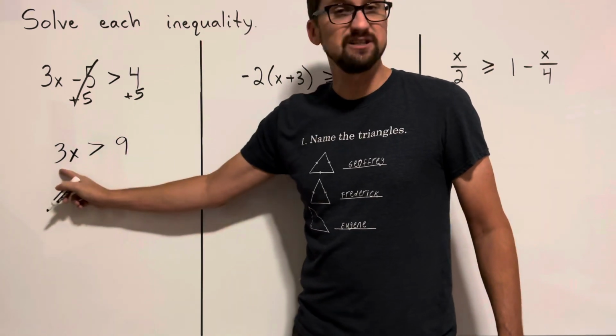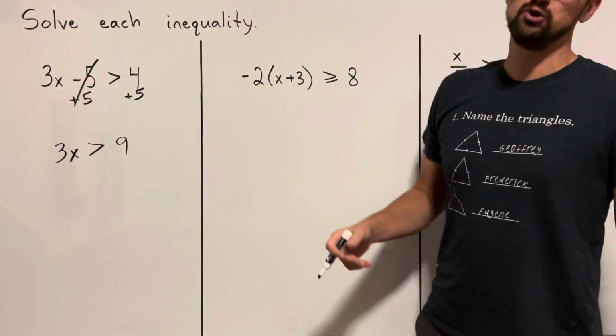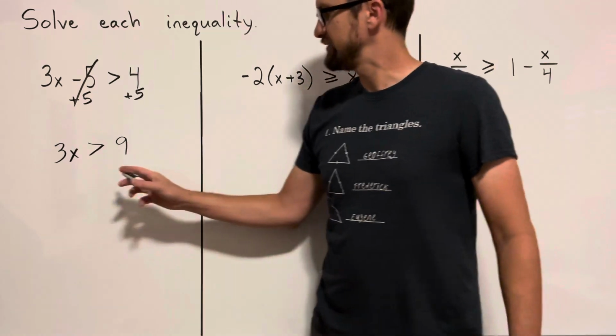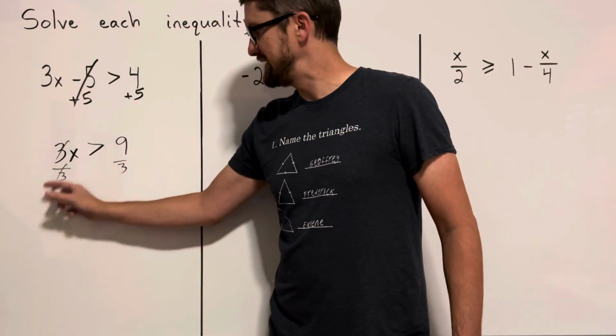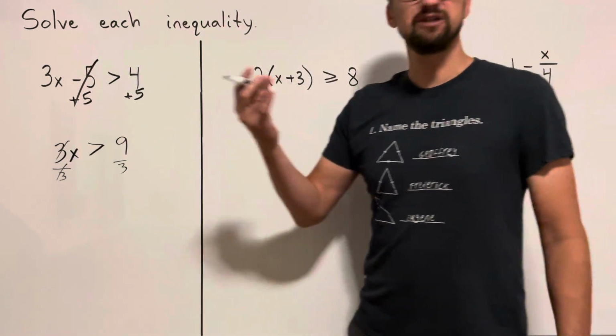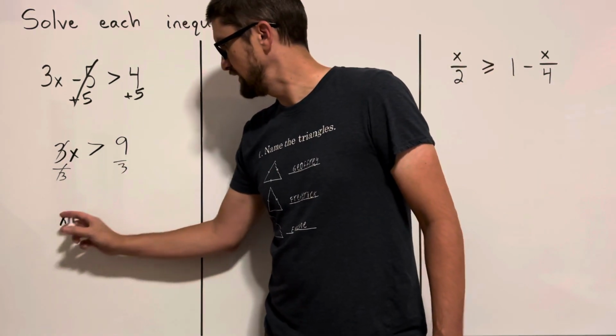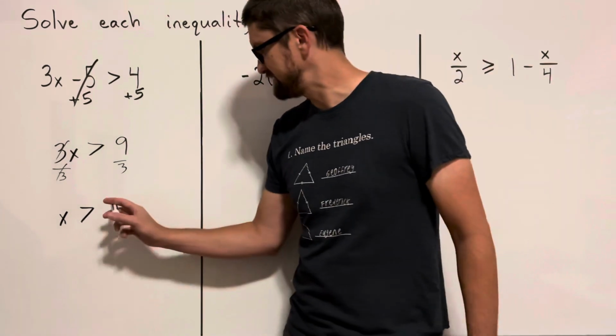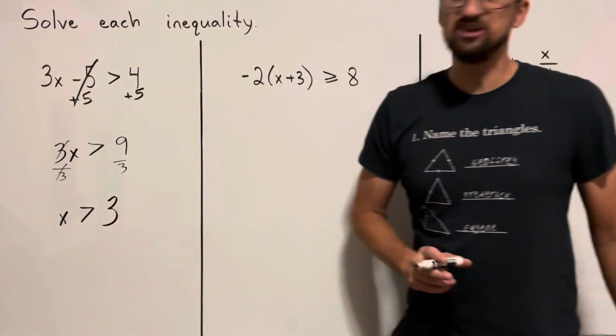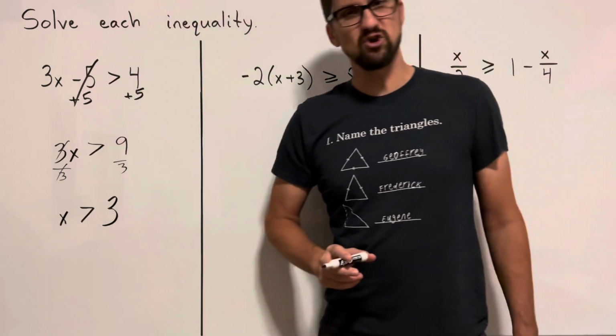And then I want to get rid of this multiplied by 3 on the x. And I'm going to do that by dividing both sides by 3. That will eliminate the 3's on the left. So now I just have x on the left-hand side. And on the right-hand side, 9 divided by 3 is 3. So the answer here is x is greater than 3.